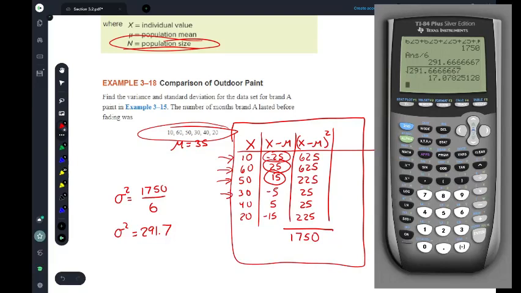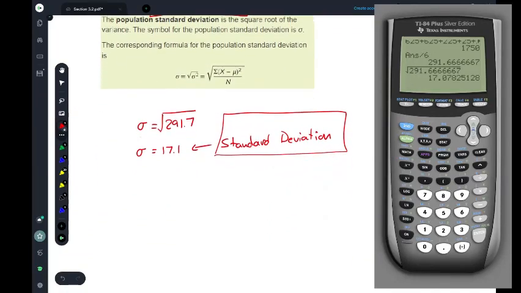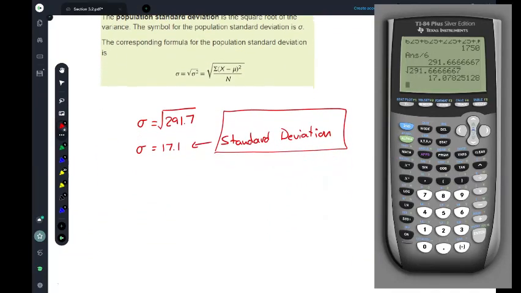This value of 38 deviated by 5. This value of 40 deviated by 5. And this value of 20 deviated by 15. All of those deviations from the center of 35. On average, how much did they deviate? Well, they deviated on average about 17.1.